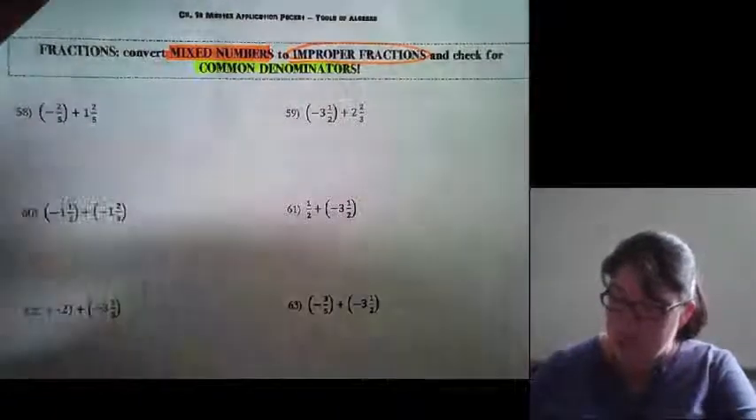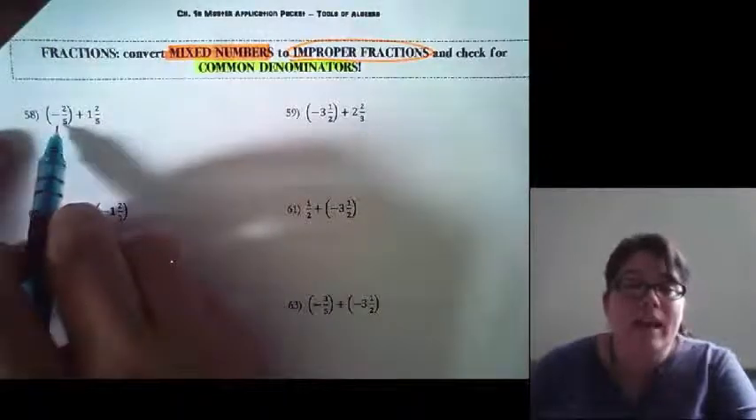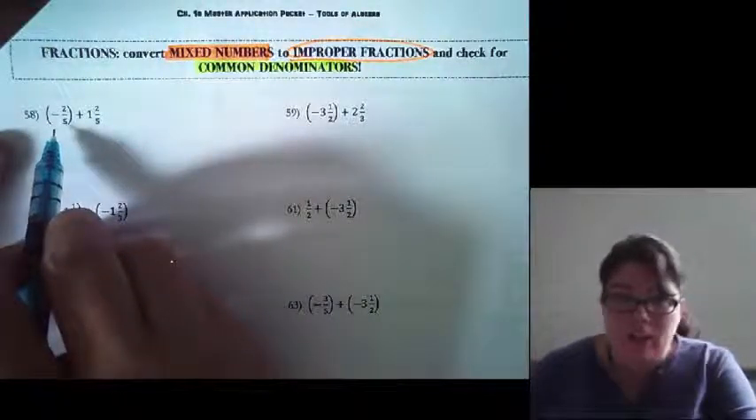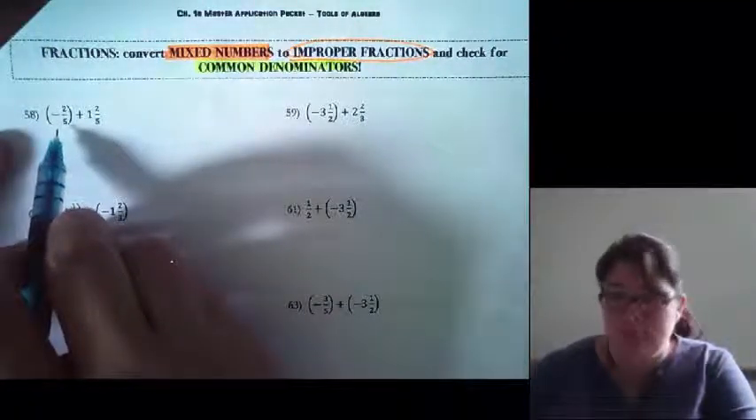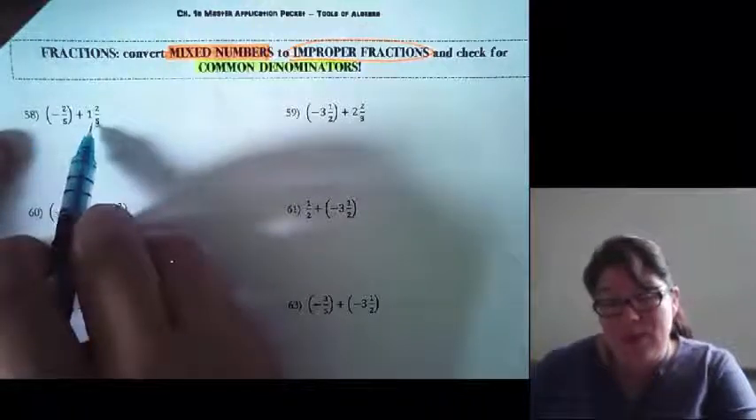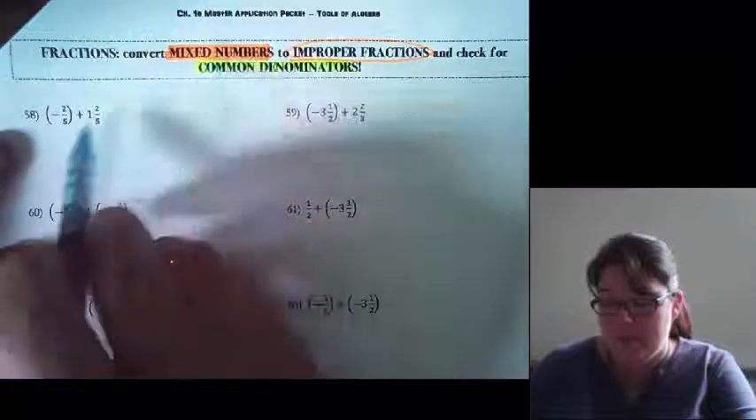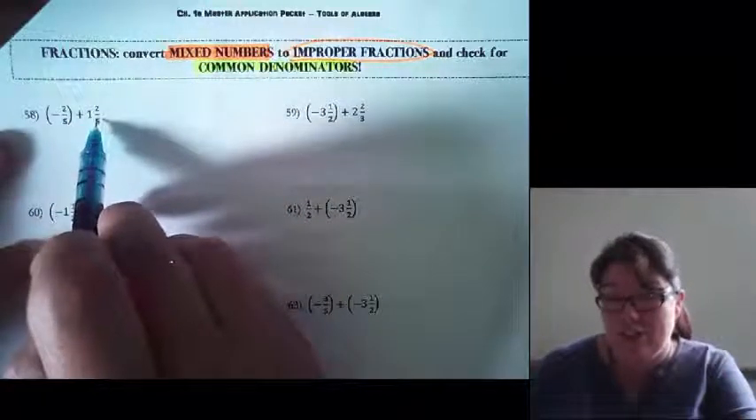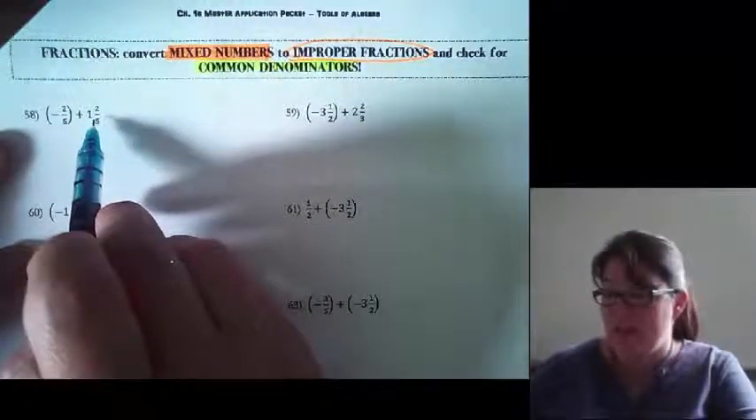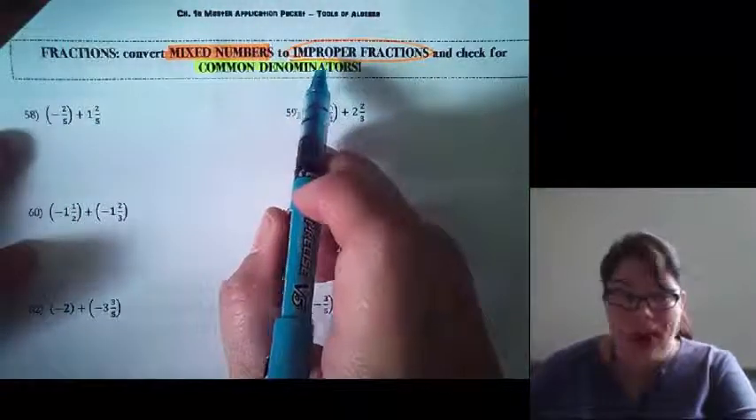Here in this first problem, we can see we have -2/5. That's just a regular fraction. Nothing fancy about that. But this one here, 1 2/5, is what we call a mixed number because it has a whole number and a fraction together in one. So we need to convert that into an improper fraction. How do we do that?